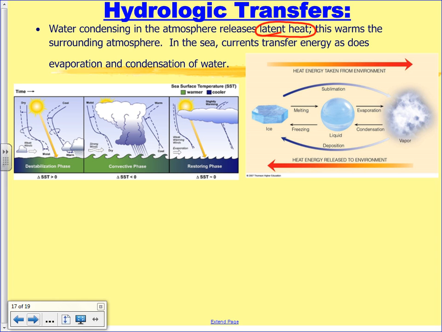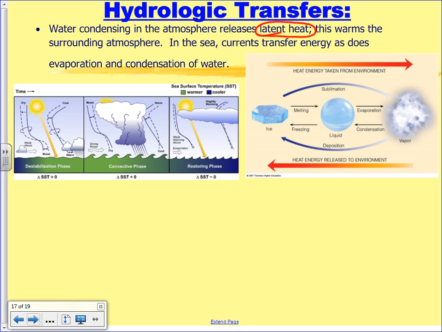All right, so there's convection. That's just hot air rises, cool air descends, and we'll look at how that works when we look at global wind patterns tomorrow. And this latent heat. Those are the two really big ones. Now, heat energy taken from the environment here, heat energy released into the environment.